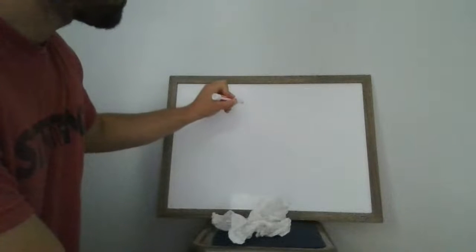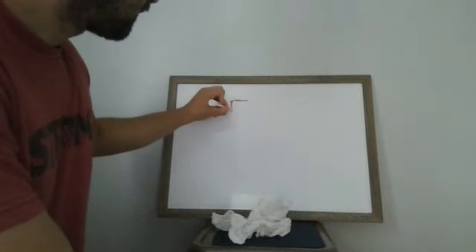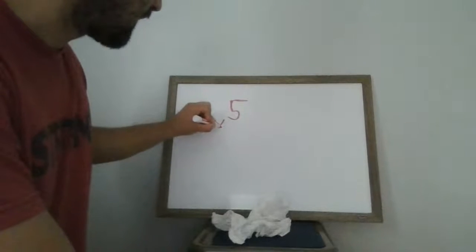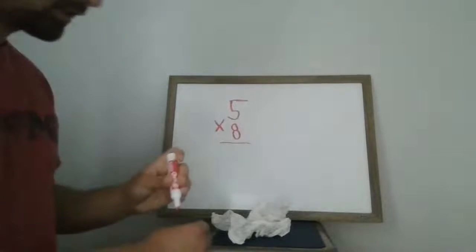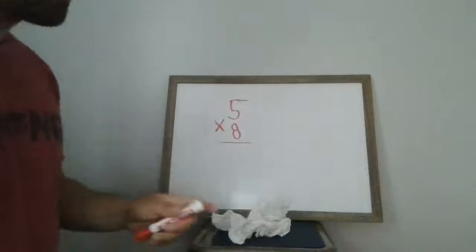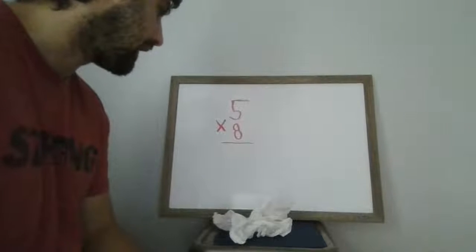All right. So let's say we're going to do 5 times 8. 5 times 8 we're going to solve, and we can't skip count. We can't solve that in our head.